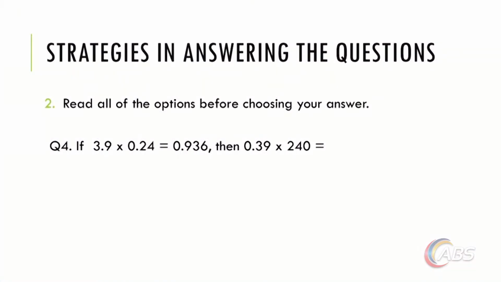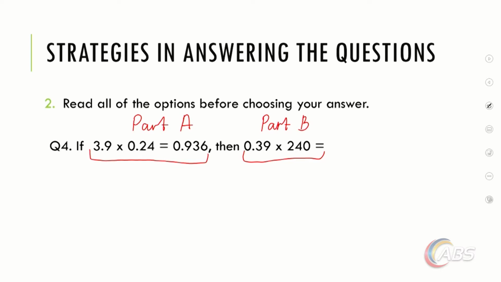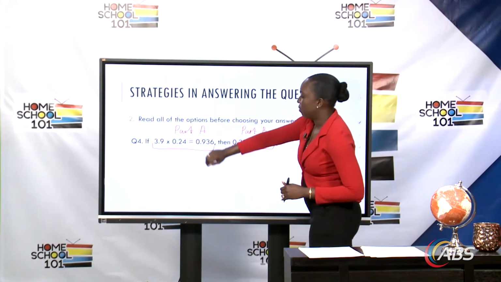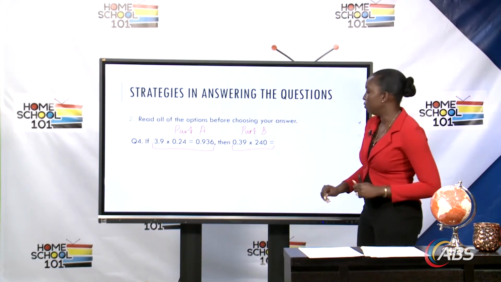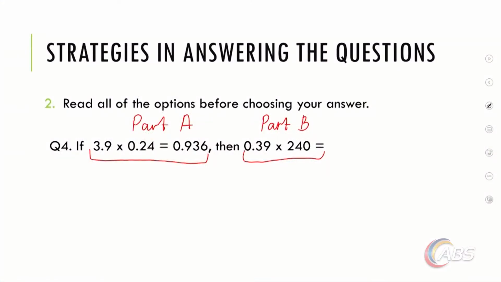Another question under the same strategy. If 3.9 times 0.24 is equal to 0.936, then 0.39 times 240 is equal to what? If you look at these two parts of the question, we'll call the first part A and the second part B. Before the equal sign, we have 3.9 times 0.24. We can make a connection here between that first part and part B. Notice the same digits are there, they're just in a different place.